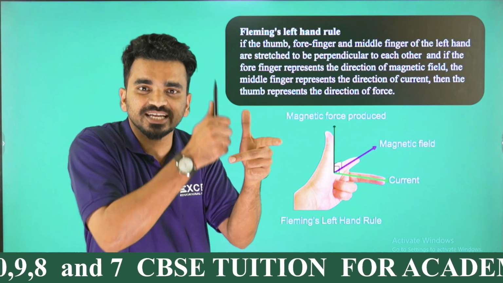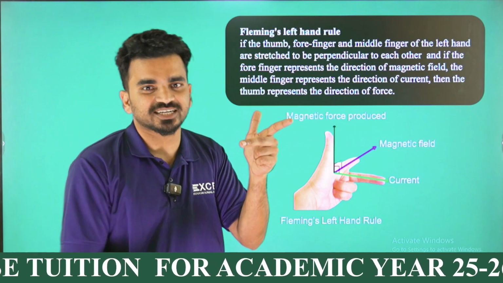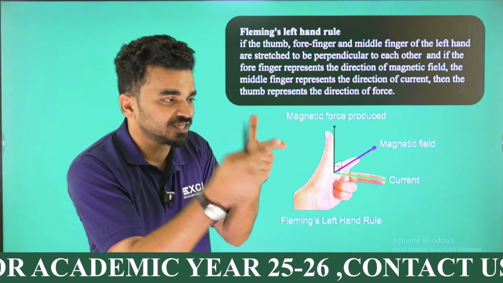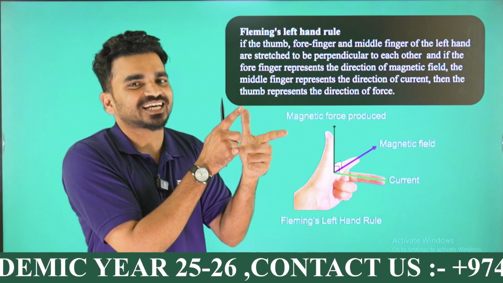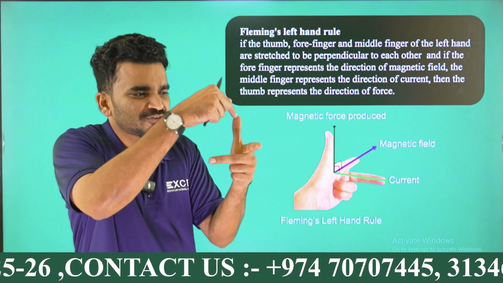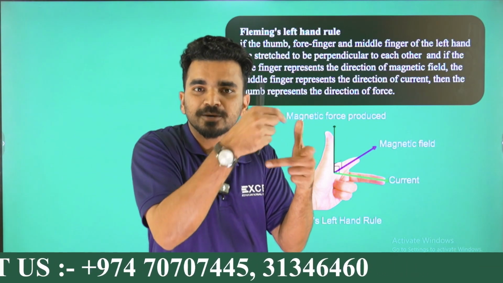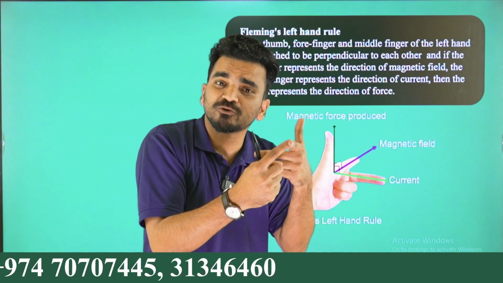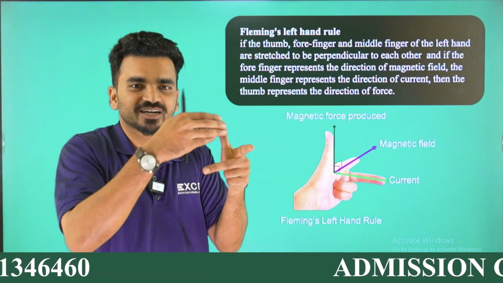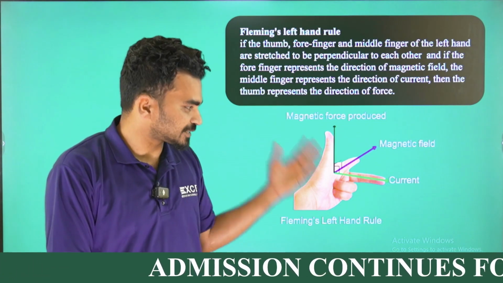The thumb indicates the force direction, this finger is for the magnetic field, and this for the current direction. Keep this finger along the current, keep this finger along the magnetic field, then the thumb gives you the direction of magnetic force. I hope you remember it like this: father, mother, child. Father's first letter is F, F for force. Mother's first letter is M, M for magnetic field, and child's first letter is C, C for current. That way, FMC, you can remember. All right, hopefully you're an expert in this rule.